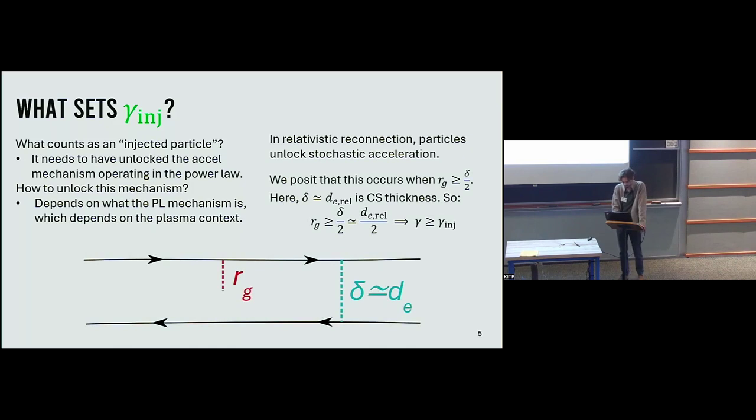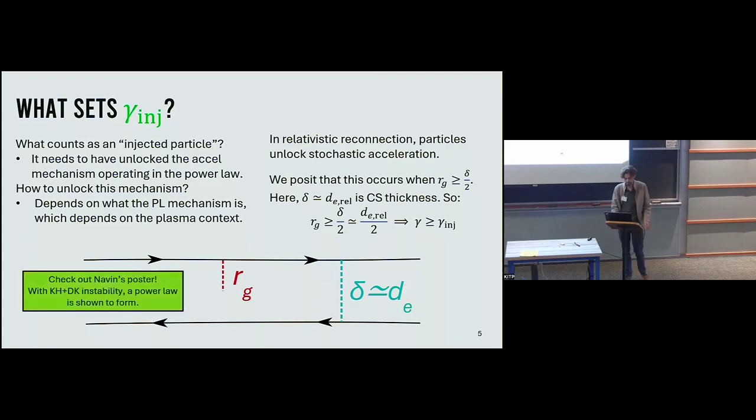Our position, or what we suspect, is that particles in elementary current layers must feel both sides of that layer. One way of achieving that is to have a gyro radius which exceeds the half thickness of the current sheet. That current sheet thickness is approximately the electron skin depth after relativistic corrections. Satisfying this criterion allows particles to engage in a Fermi process. This is quite similar to a poster outside by Naveen, in which there's Kelvin-Helmholtz and drift kink instability occurring at the same time, and it is a similar criterion for power law formation.